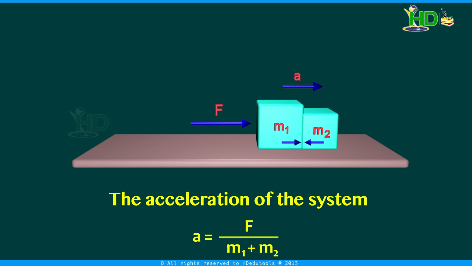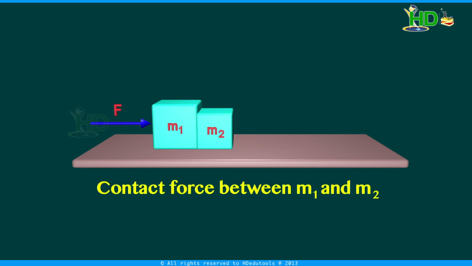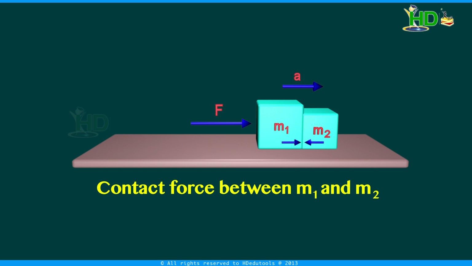And between the surfaces of m1 and m2, the contact force is, at this surface, the force due to m2 on m1 as well as the force due to m1 on m2. Both are equal and opposite according to Newton's third law. Now the contact force between m1 and m2 is nothing but m2 into a. This is the force applied due to m1 to move m2 with acceleration a, and this is equal to m2 into F by m1 plus m2, and this is the contact force developed between the contact of these two surfaces.